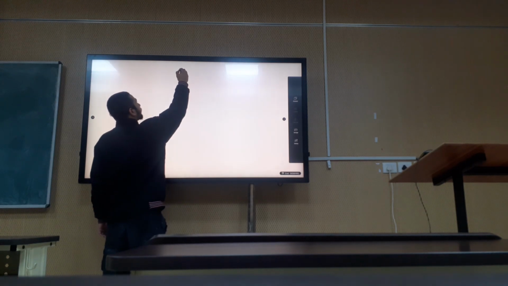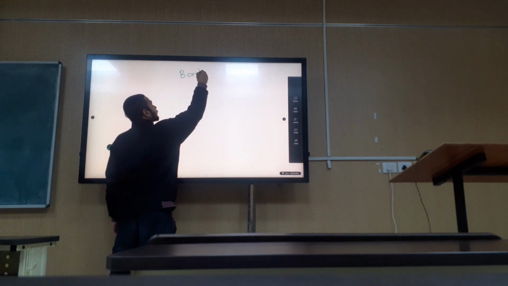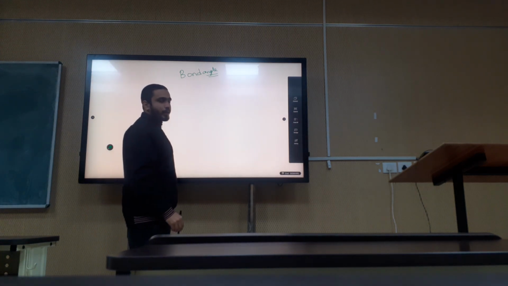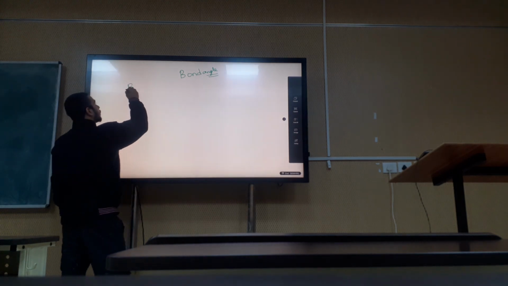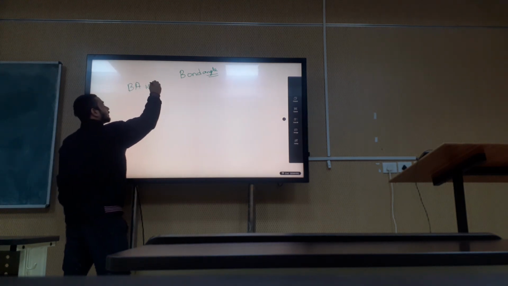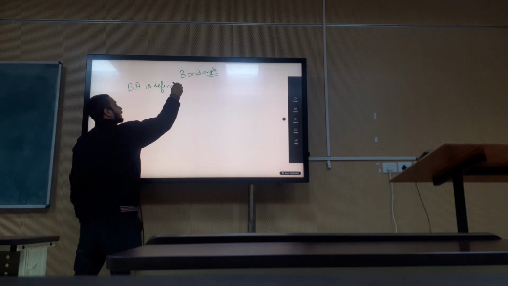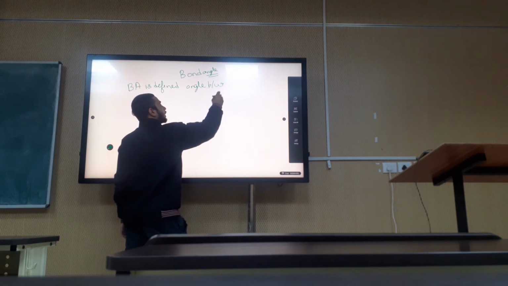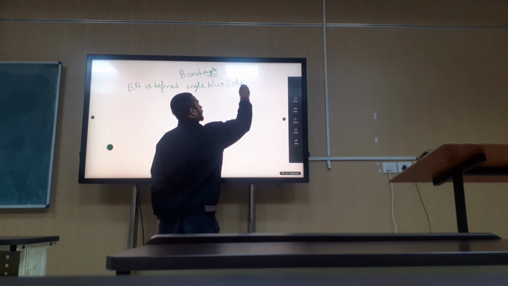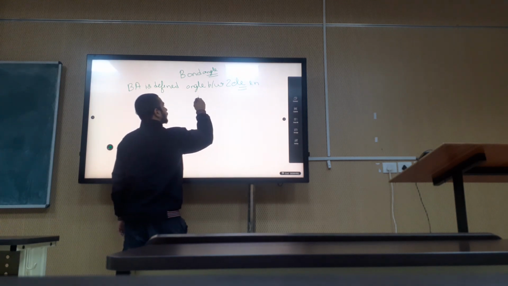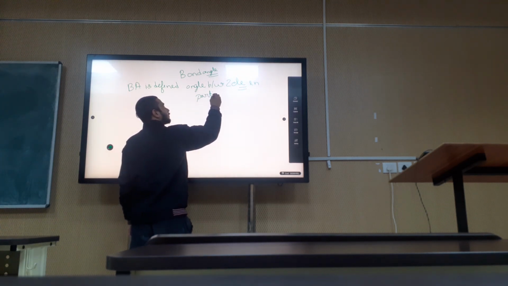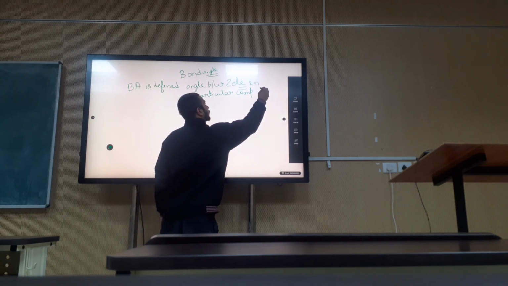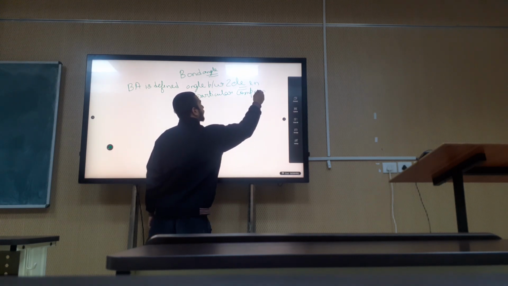Next is the bond angle. How is the bond angle defined? Bond angle is defined as the angle between two elements in a particular compound.